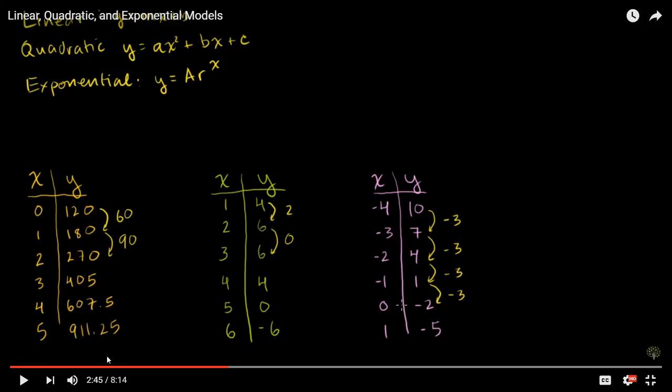When he's talking about decreasing, do you understand where he's getting these numbers? He's taking the bottom number and subtracting. So he's saying 180 minus 120, 270 minus 180, 6 minus 4, 6 minus 6, 7 minus 10, 4 minus 7. Does everybody see where those numbers are coming from?